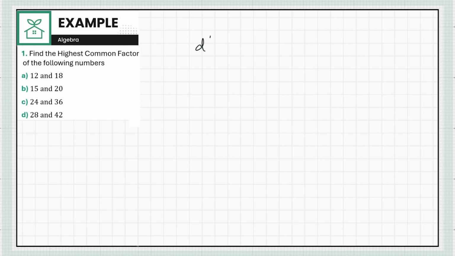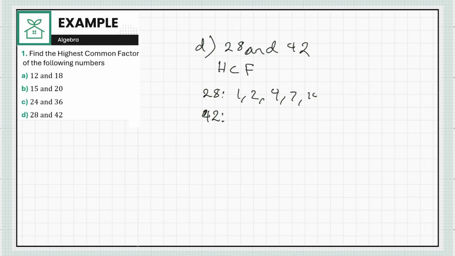Alright, our last one for D is going to be 28 and 42. So 28 and our factors of 42. So factors of 28 are going to be 1, 2, 4, 7, 14, and 28.